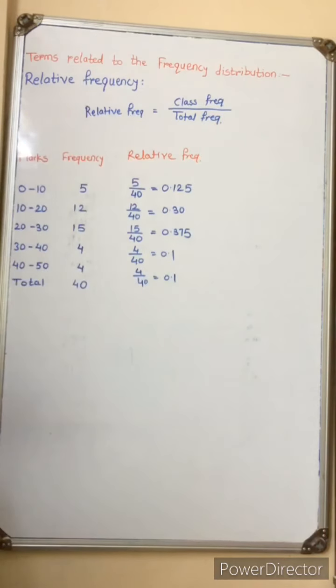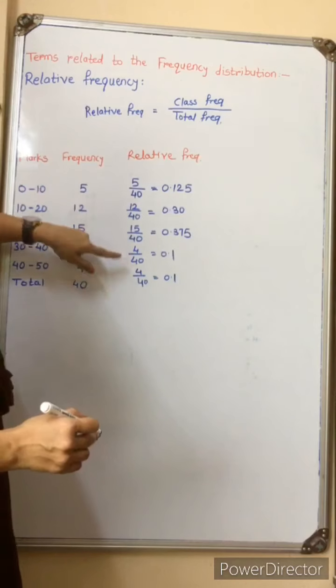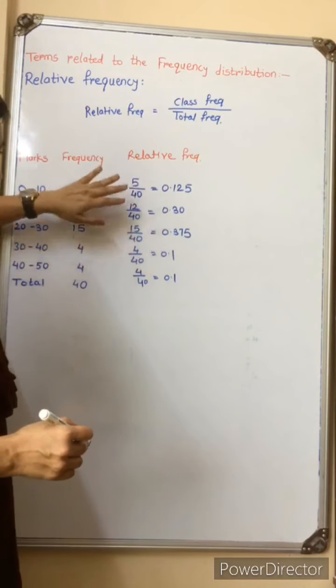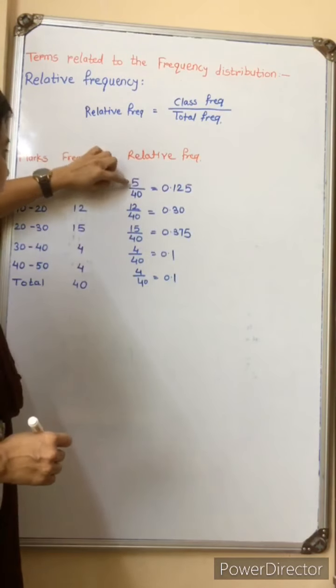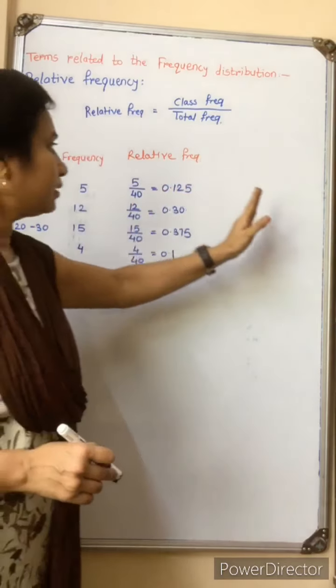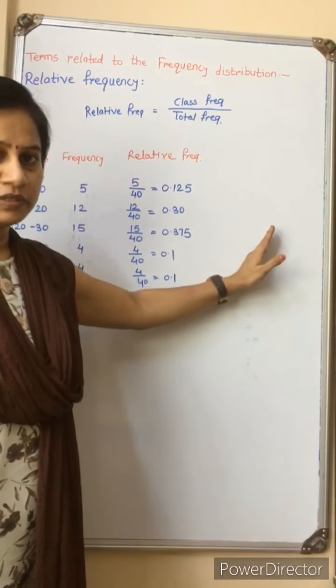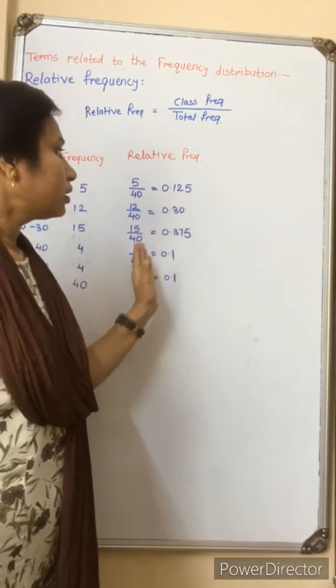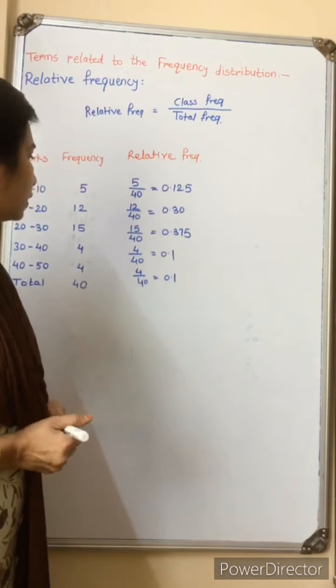So in this way you can calculate the relative frequency. There are no units, so for any other data you can calculate relative frequency and then compare the relative frequency only.